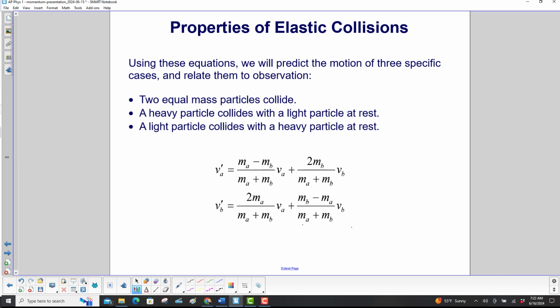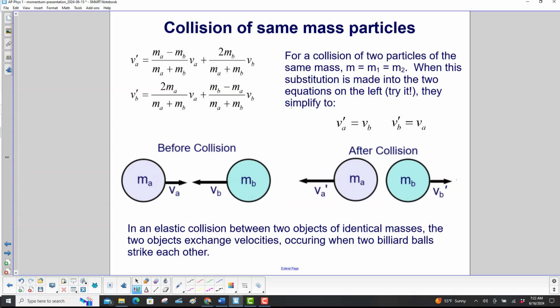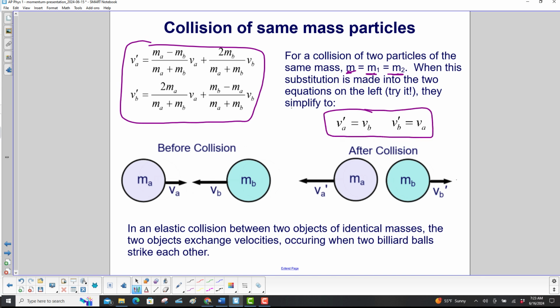And 3, a light particle collides with a heavy particle at rest. For a collision of two particles of the same mass, m equals m1 equals m2. They have the same mass. When we make that substitution into the two equations on the left, and please go ahead and try that, these two fairly long equations simplify to right here: VA prime equals VB and VB prime equals VA.